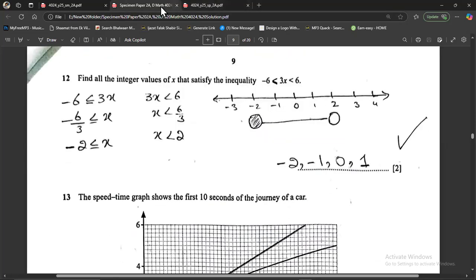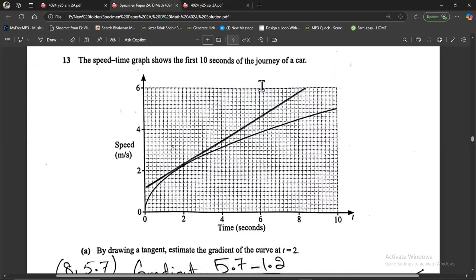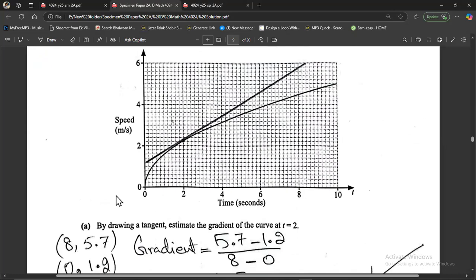So I will take my scale and I will put my scale in such a way that it only touches here. Then along that scale I will draw this line. So this line is basically the tangent to this curve at the point x equals 2. Then I will take 2 points on this tangent. The 2 points I have taken from this tangent are 8, 5.7, approximately, and 0, 1.2.